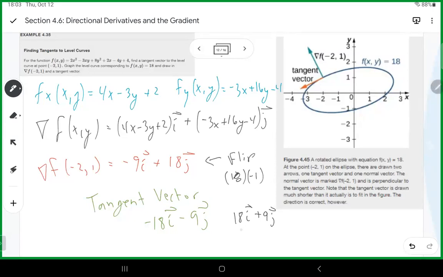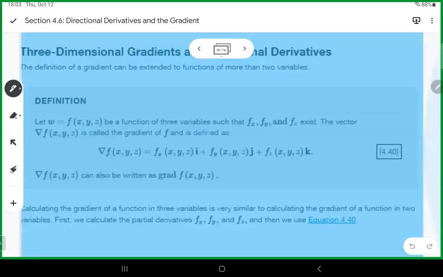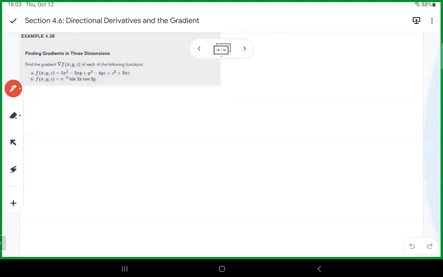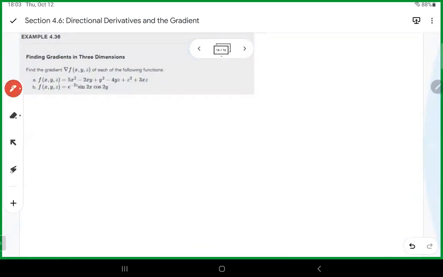All right. We'll just say vectors then. For the next example, we're going to use equation 440 for both A and B. Try and make it a little bit bigger for you guys to see it. All right, so part A.